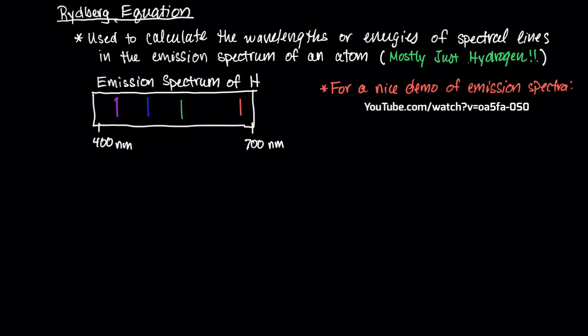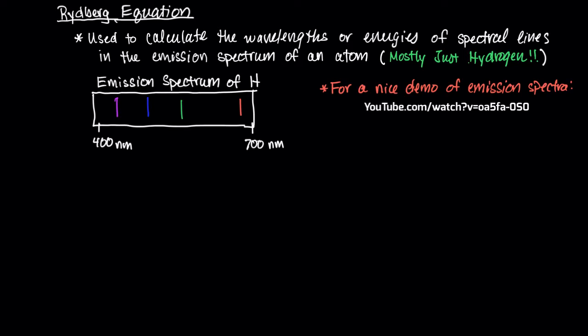And we use it to calculate the wavelengths or energies of spectral lines in the emission spectrum of a particular atom. It turns out that this particular equation works well for hydrogen, but less so for atoms with more than one electron, for reasons that we'll get into later.